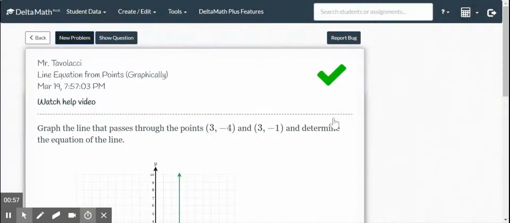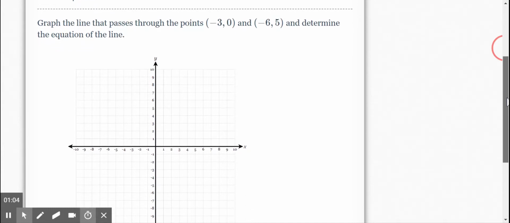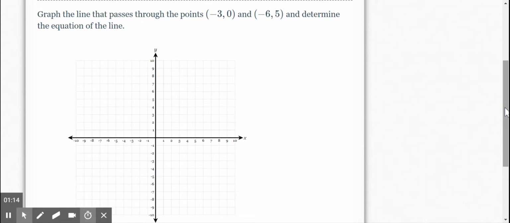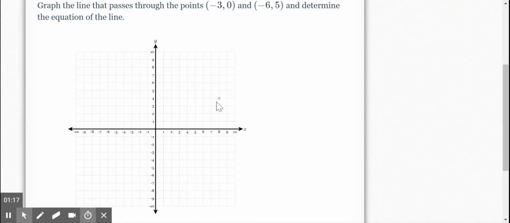Okay. So you can see we got that one, and we're on to the next problem. Now we have an x-intercept. That's negative 3, 0, and then negative 6, 5. If we were just given two points and a piece of paper, we'd calculate the slope, then plug them into y equals mx plus b to see what the y-intercept is, but we're going to be able to see that on the graph. So negative 3, 0 is our first point, and negative 6, 5 is the next point.